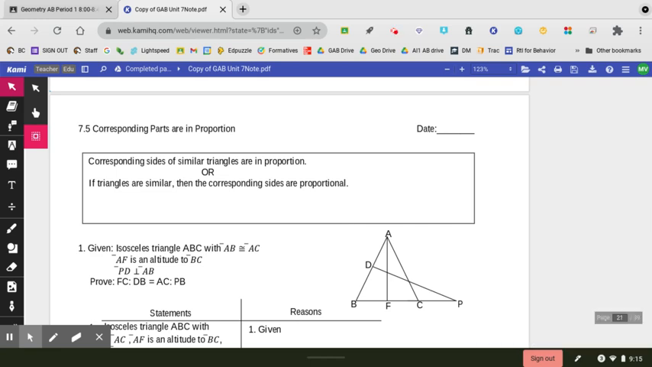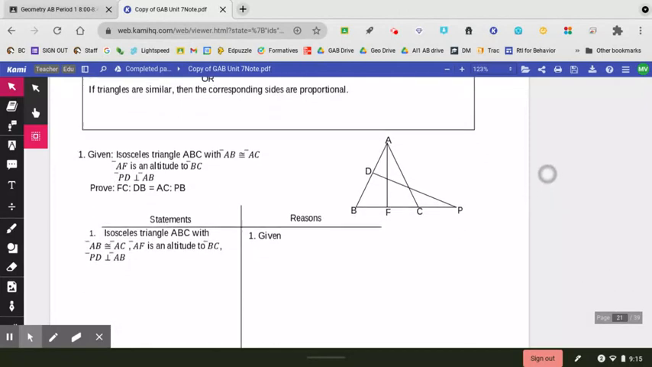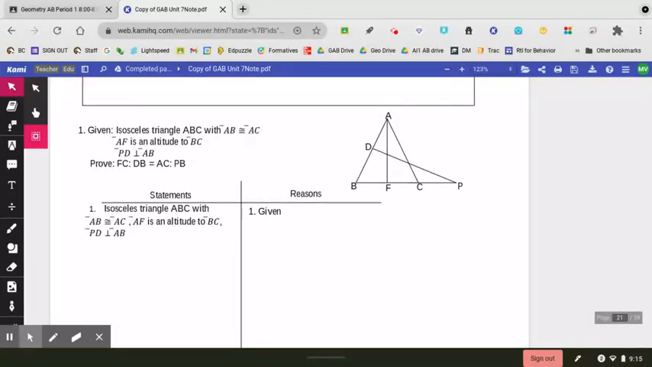Hello, everyone. Today we're going to do corresponding parts are in proportion. So, corresponding sides of similar triangles are in proportion. Therefore, if triangles are similar, then the corresponding sides are proportional. So, we're going to start off with a proof here to see how we can use that.